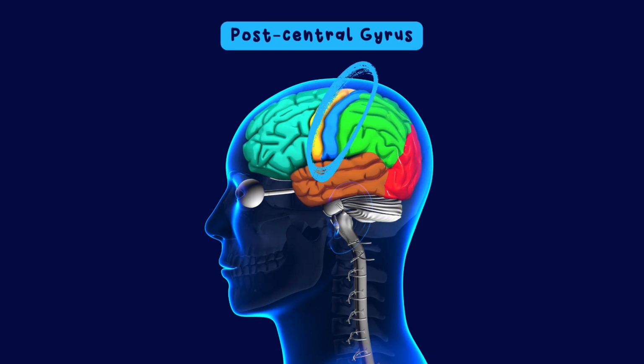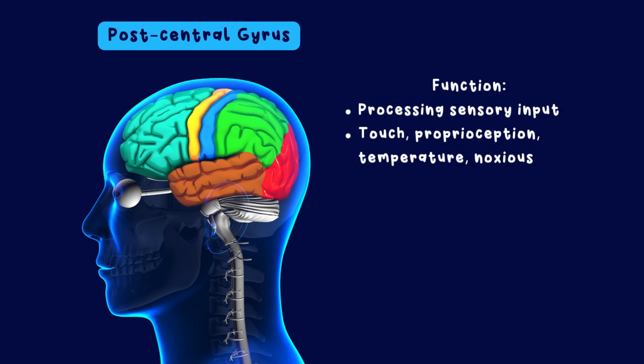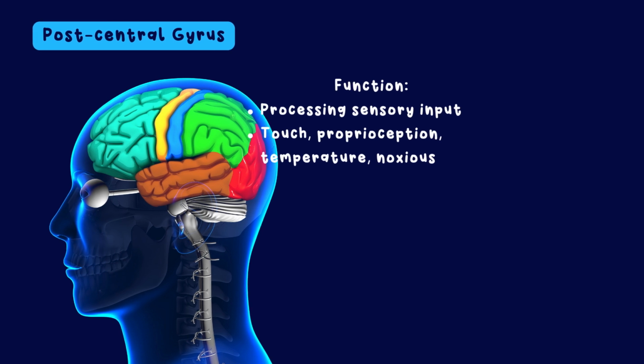The postcentral gyrus, also known as the primary somatosensory cortex, is highlighted in blue. Its functions include processing sensory input, such as touch, pain, temperature, and whether or not something is toxic.